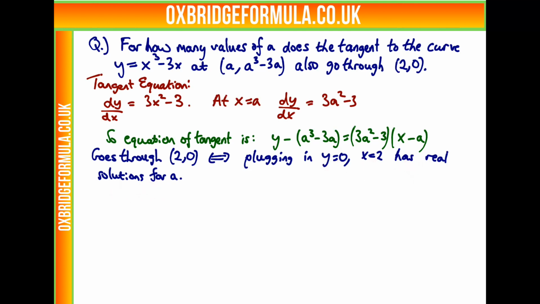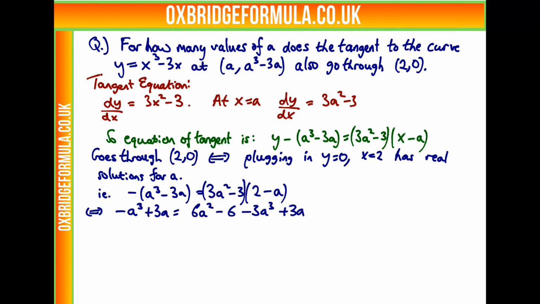So plugging in y equals 0 and x equals 2 means that minus (a cubed minus 3a) is equal to (3a squared minus 3), all times (2 minus a). Well, expanding our bracket, this is equivalent to this expression, and then simplifying by collecting like terms gives us that this expression is equivalent to 2a cubed minus 6a squared plus 6 is equal to 0. So if this has a real solution, then the tangent goes through 2, 0.